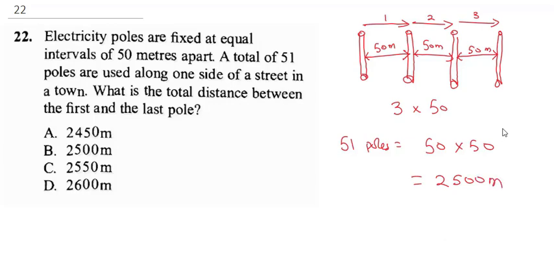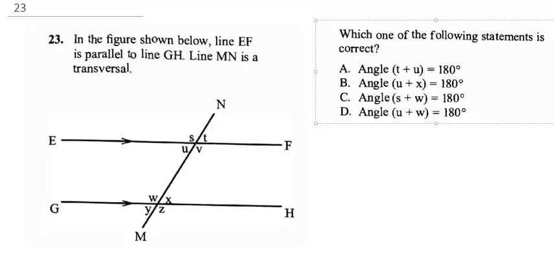2,500 meters. So the correct answer here is what? B. So the next question says, in the figure shown below, line EF is parallel to line GH, line MN is a transversal. Which of the following statements is correct? So we are going to be analyzing all these statements one by one.